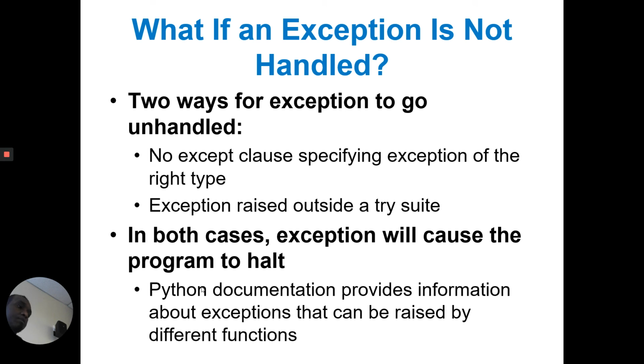What if an exception is not handled? There are two ways for an exception to go unhandled: no except clause specifies an exception of the right type, or the exception is raised outside of the try suite. In both cases, the exception will cause the program to halt. The Python documentation provides information about exceptions that can be raised by different functions.